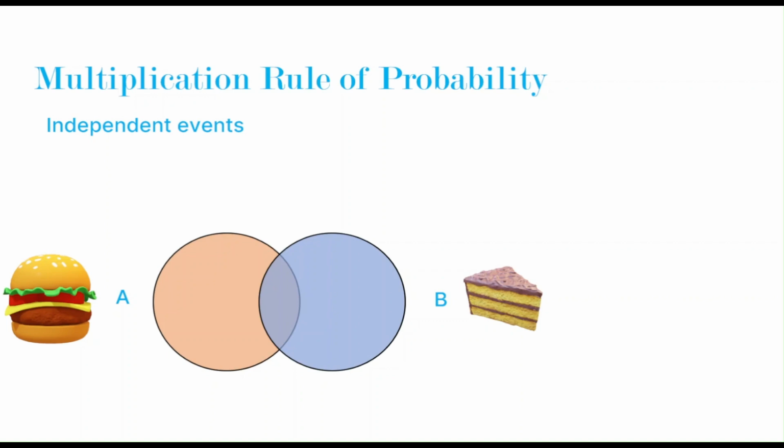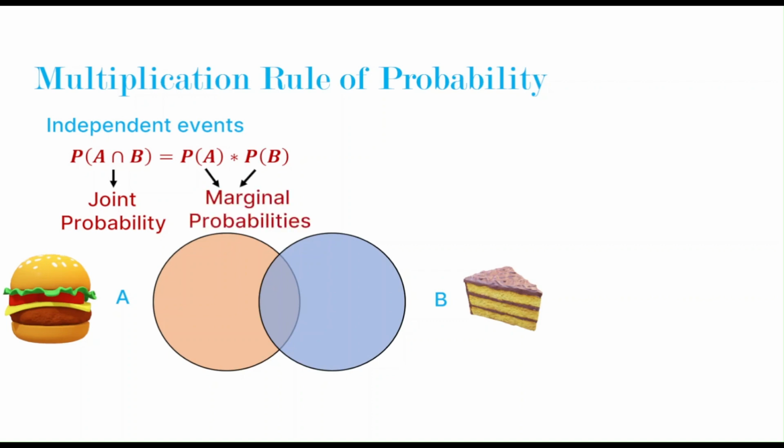So, here we need to know probability A and B, which we will write as probability of A intersection B. And for that, we will multiply the individual probabilities of both the events, since both are independent events. Here the probability of A intersection B is known as joint probability, and these individual probabilities are known as marginal probabilities.